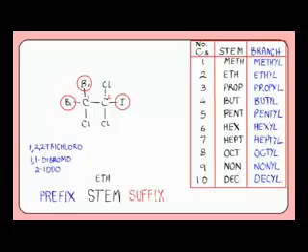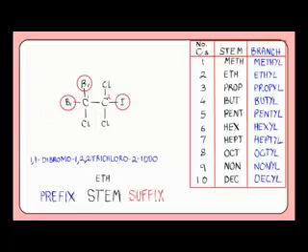Now we place these groups in alphabetical order, so we start with the bromines, then the chlorines, and finally the iodine. The compound is a halogenoalkane, an alkane with halogens, so the suffix is -ane. 1,1 dibromo, 1,2,2 trichloro, 2-iodo ethane.